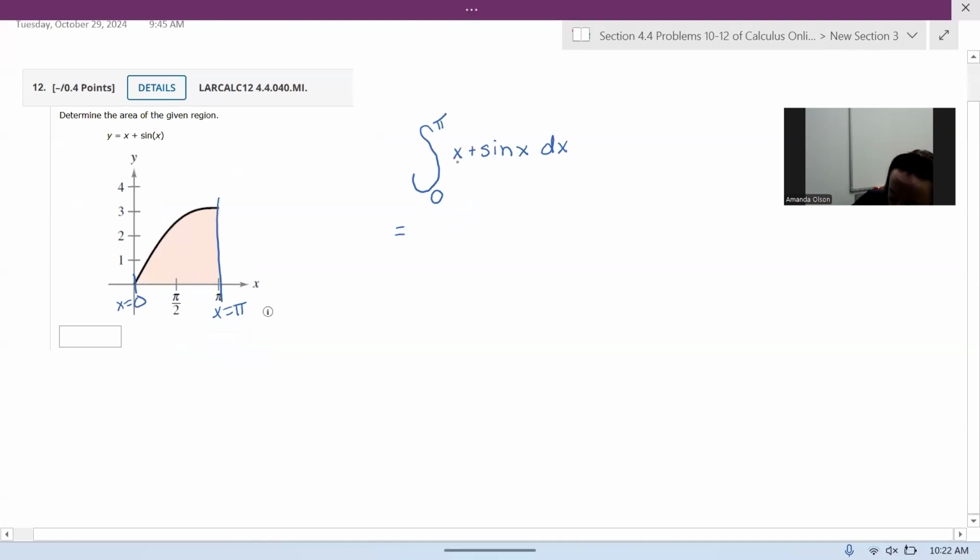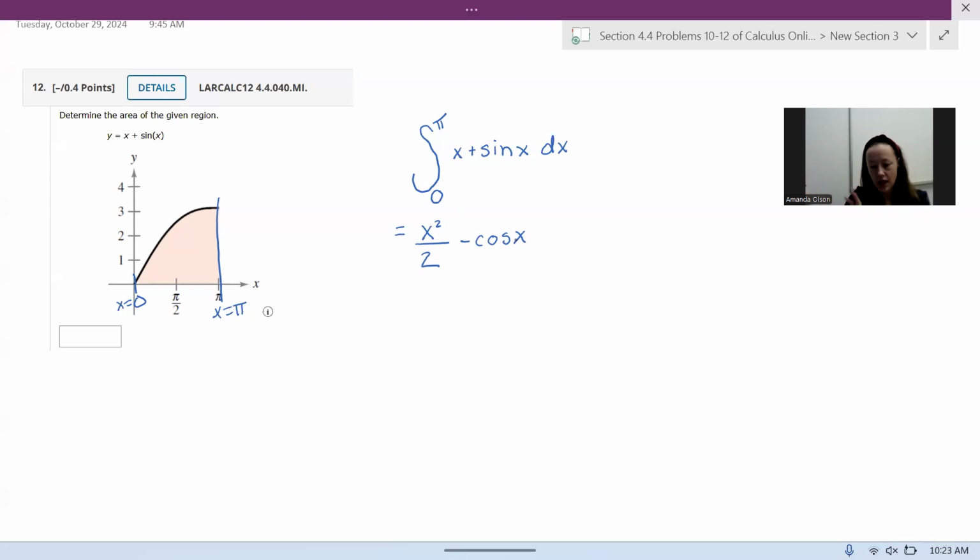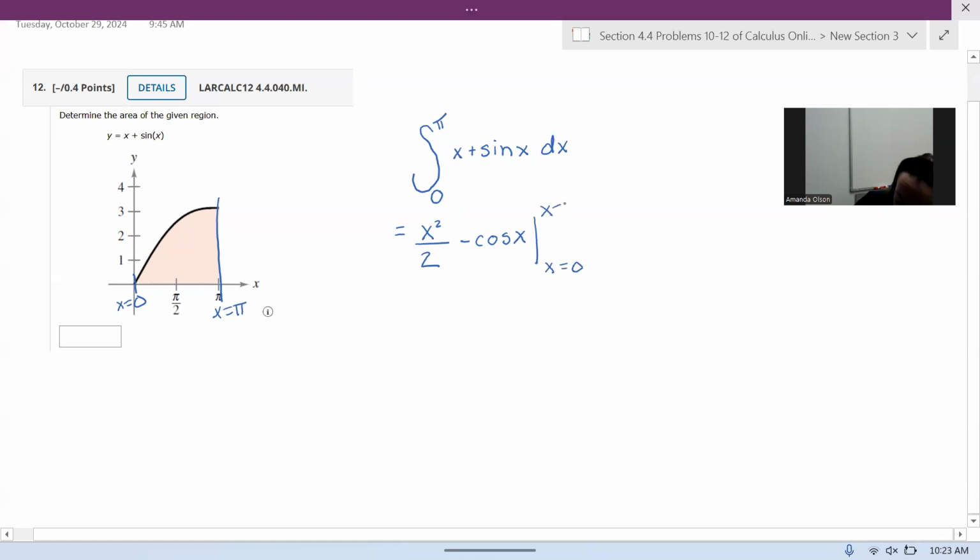The antiderivative of x with respect to x, we apply the antiderivative power rule. That's going to be x squared over 2. And then the antiderivative of sine x is negative cosine of x, because the derivative of sine is cosine, and the derivative of cosine is negative sine. So the antiderivative of sine is going to be a negative cosine. And that goes from x equals 0 to x equals pi.